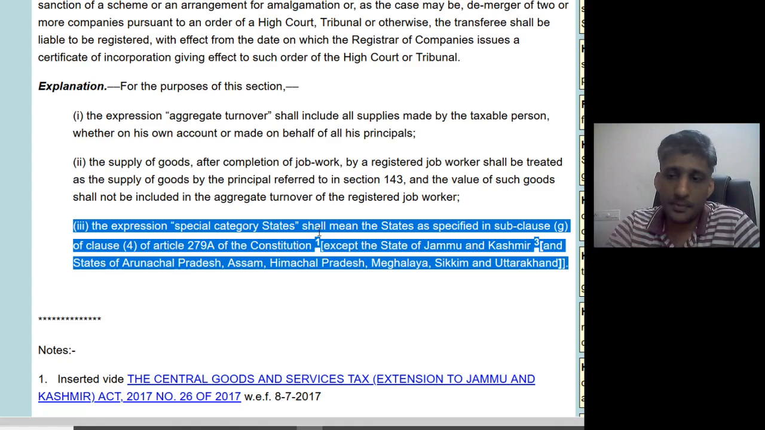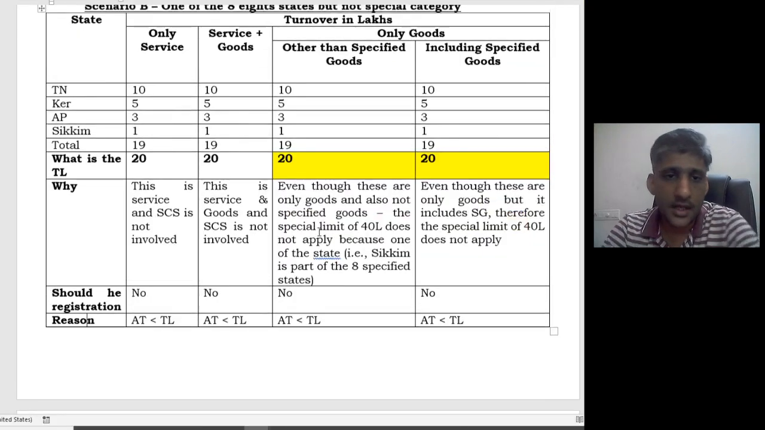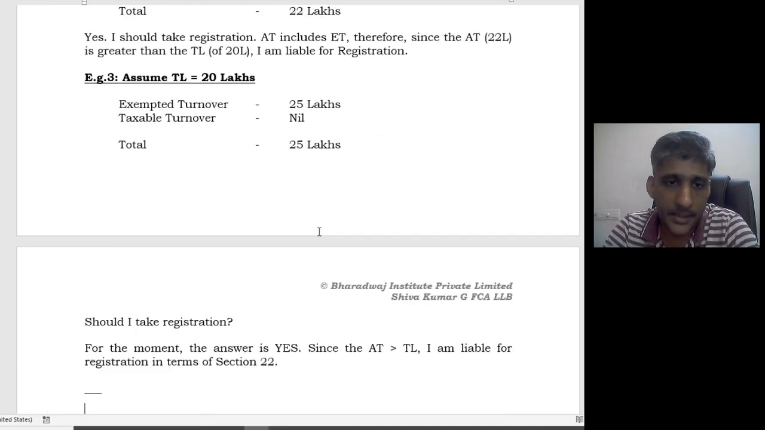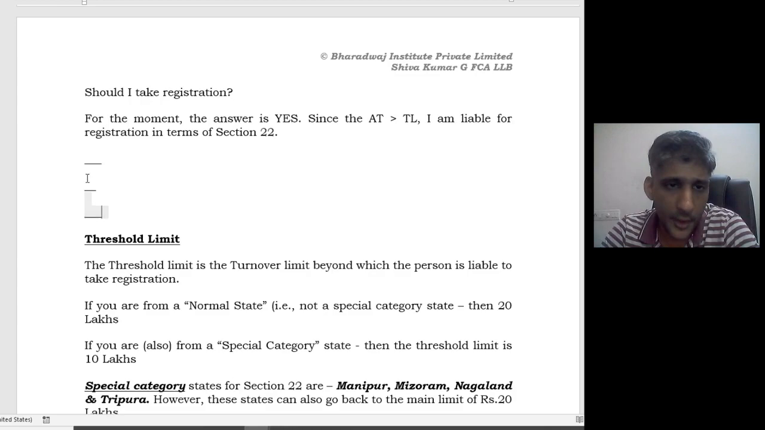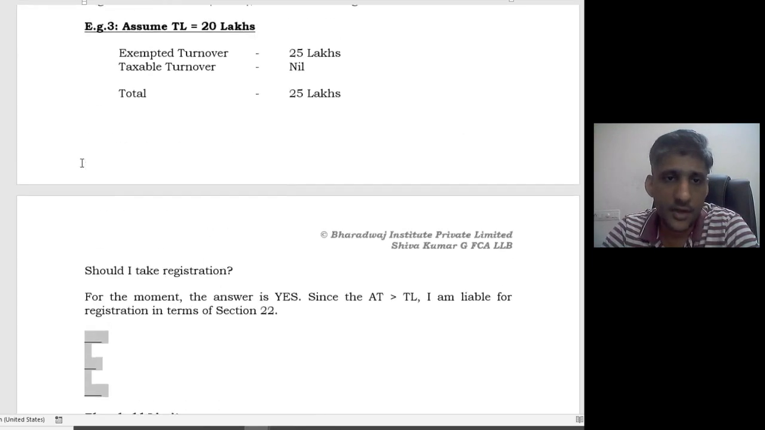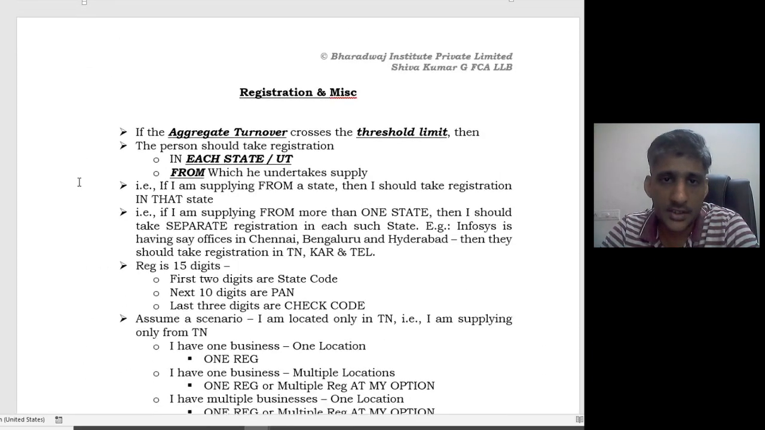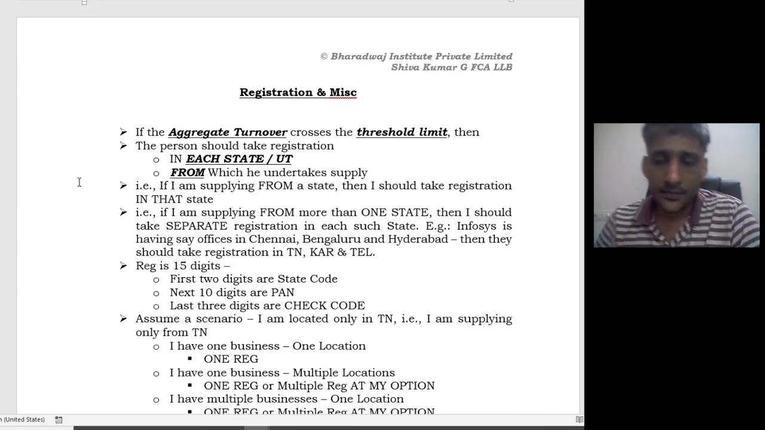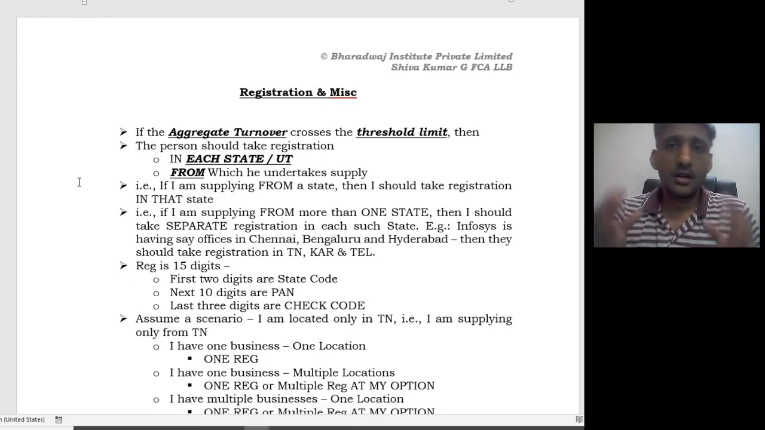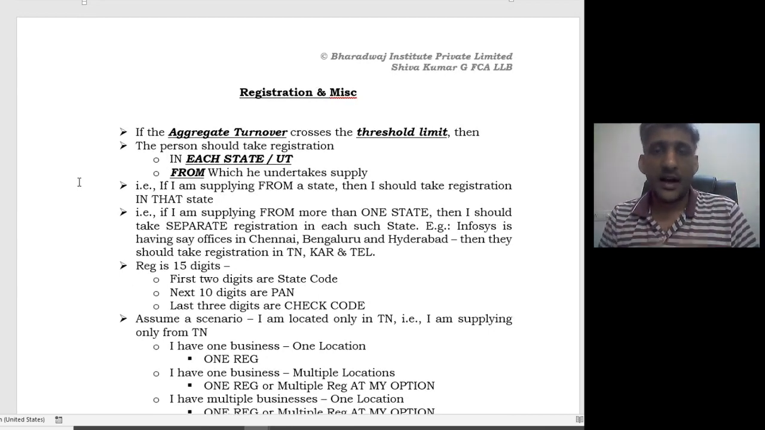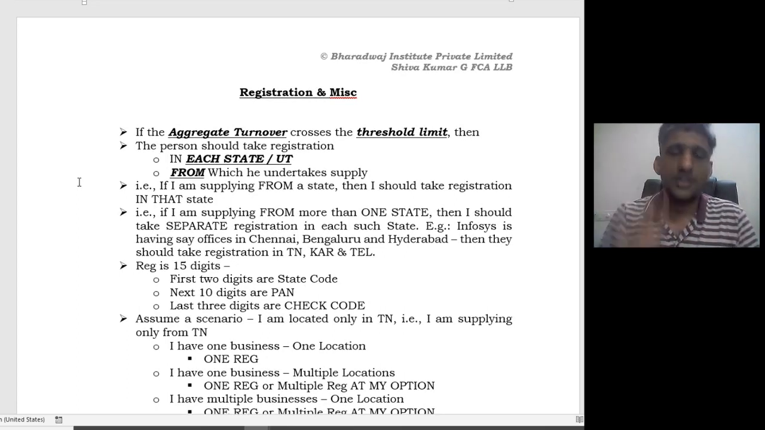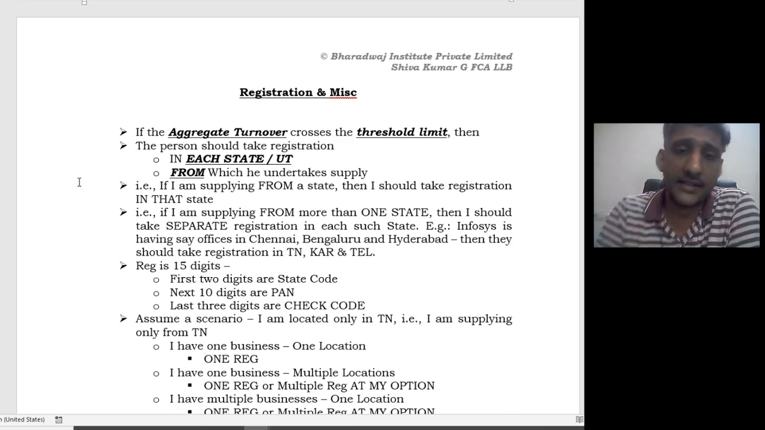In the next part, we shall discuss about 23, 24. We have left some blanks in between that we will fill up in the next video. So just before concluding, let's recap once again. This is what we learned in the class during supply, that if aggregate turnover crosses threshold limit, then you should take registration in each state from which you undertake the supply.